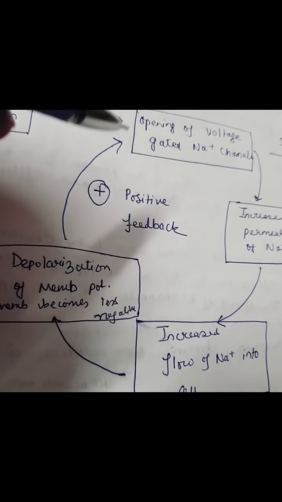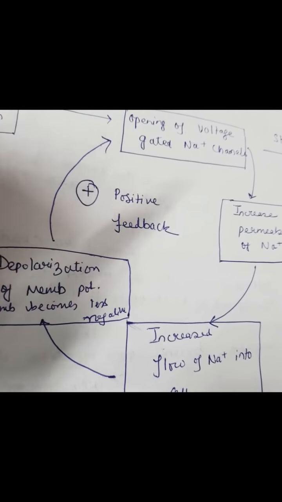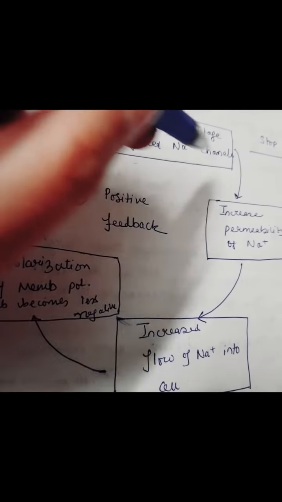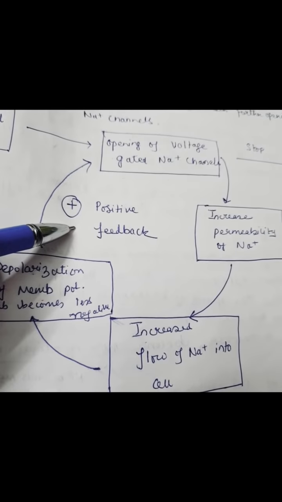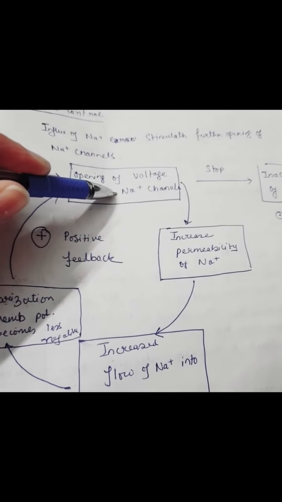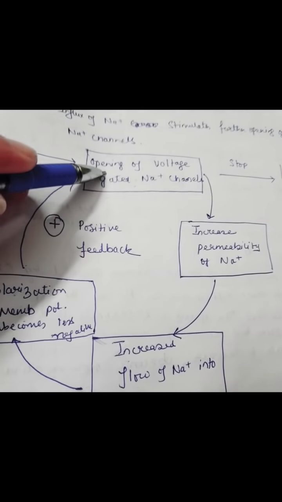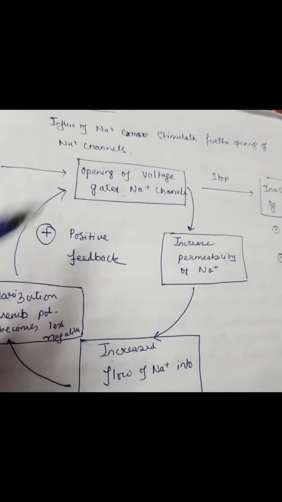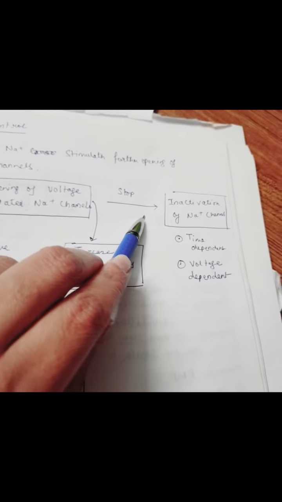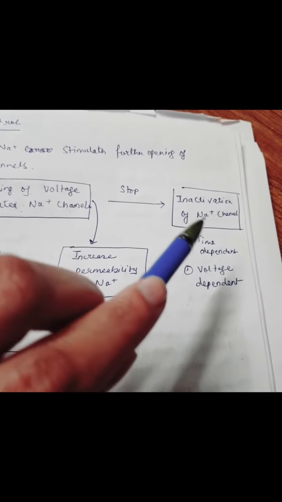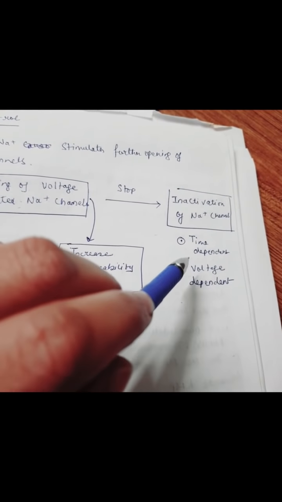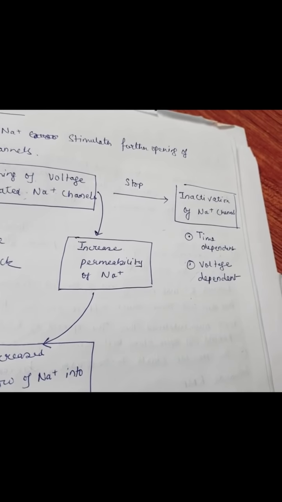As a result of this, there is more opening of the voltage gated sodium channels. Okay, this depolarization stimulates more opening of the voltage gated sodium channels, and then again this cycle is followed. So this is a positive feedback. Opening of sodium channels causes more opening of sodium channels due to change in the membrane potential. This feedback cycle only stops when there is inactivation of the sodium channel. So we have talked about time dependent and voltage dependent inactivation. Positive feedback is stopped when there is time dependent or voltage dependent inactivation of the sodium channels.